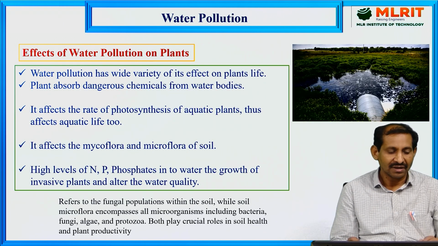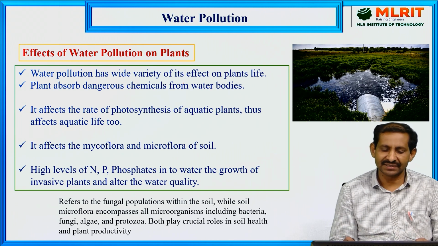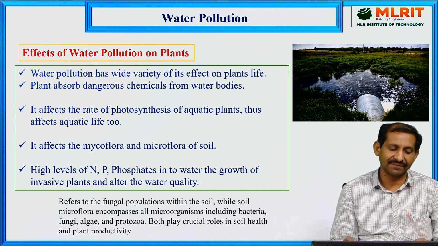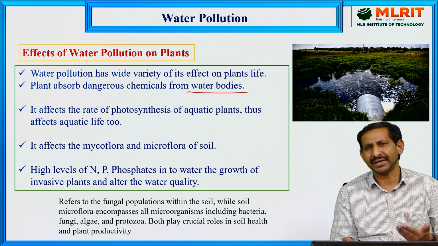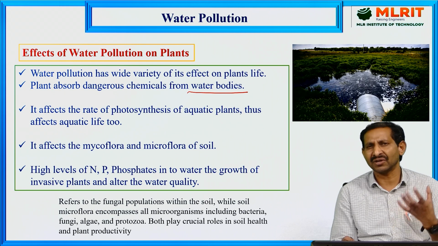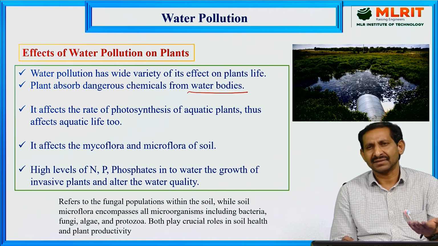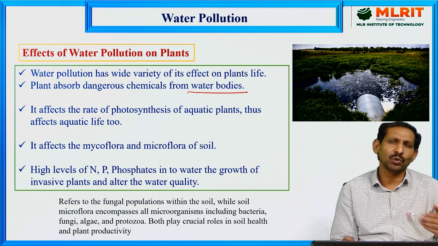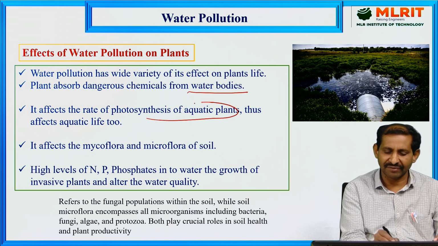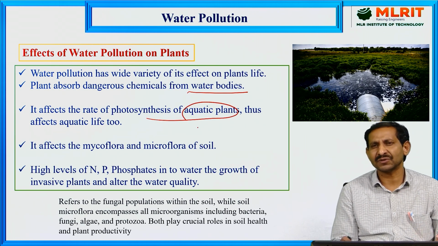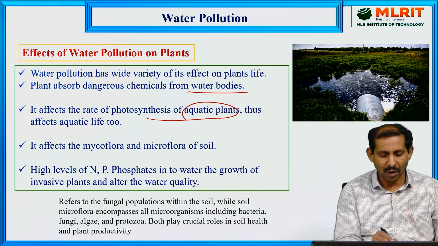Now coming to the effects of water pollution on plants. Water pollution has a wide variety of effects on plant life. Plants absorb dangerous chemicals from water bodies, because the more polluted water has chemicals dissolved in it, which are absorbed by plants, and slowly the plants will be affected. So it affects photosynthesis and aquatic life. Photosynthesis is also affected by any polluted water present. It also affects the mycoflora and microflora.